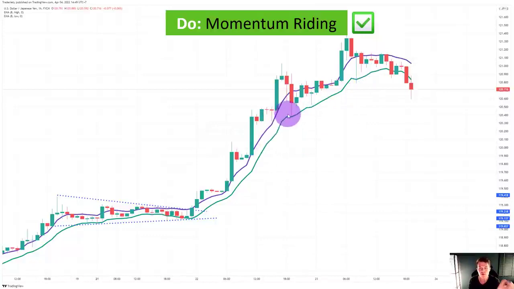This will help you ride trends for a long time, and if you catch a good trend, this may be able to help you stay in trades for a very long time and really get the optimal out of it. Moving averages are just amazing for trend trading.